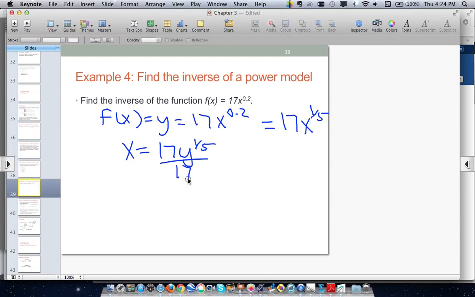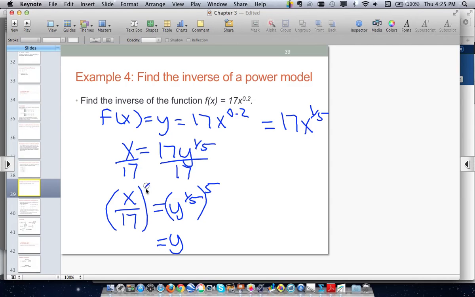So, putting everything in terms of y, we're going to first divide by 17. That gives me y to the 1/5. I want to get y by itself. So if I take y to the 1/5 to the 5th power, 1/5 times 5 would be 1. And then of course on this side, I need to take things to the 5th power. And we want to write this in function notation.